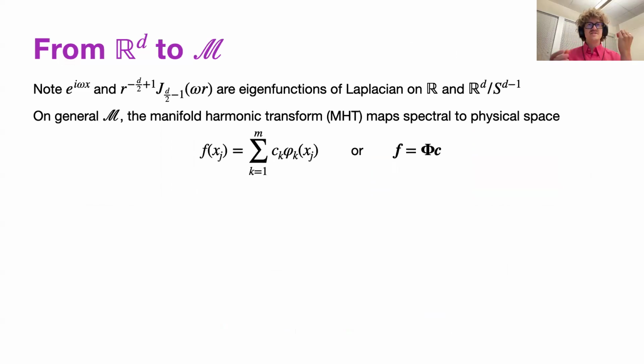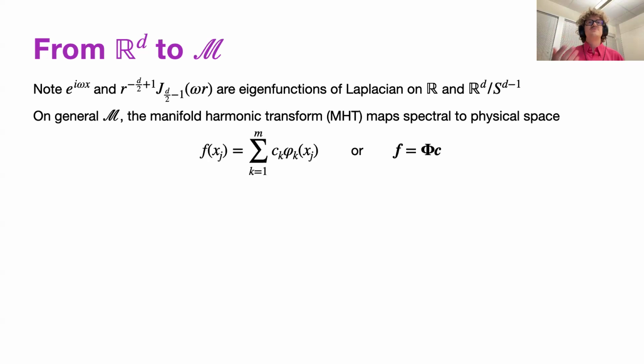The idea here is essentially what we've talked about in the first two sections. We can note that the complex exponentials, e to the i omega x, that we were working with in 1 dimension, and the Bessel functions under a suitable scaling are exactly the eigenfunctions of the Laplacian on the real line and on essentially isotropic d-dimensional space. So R^d modulo the sphere, right?